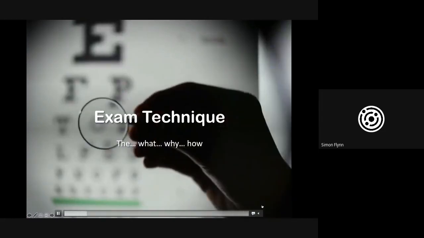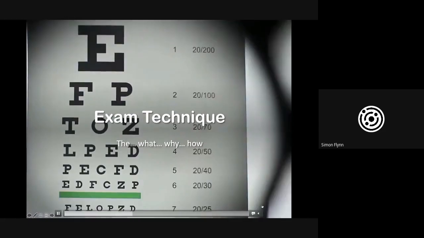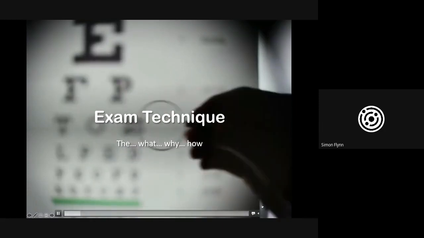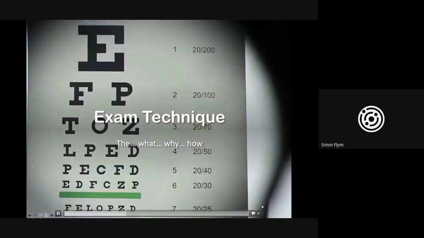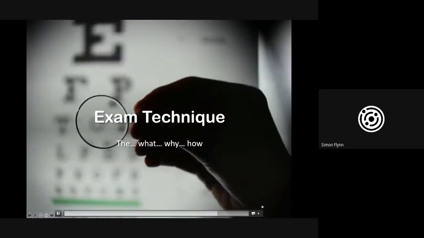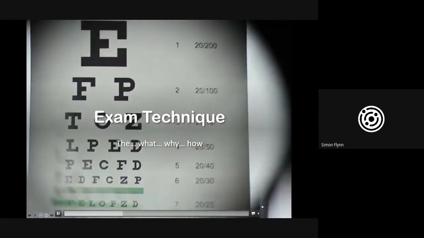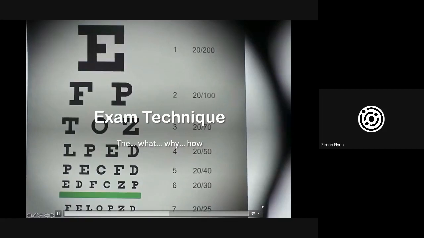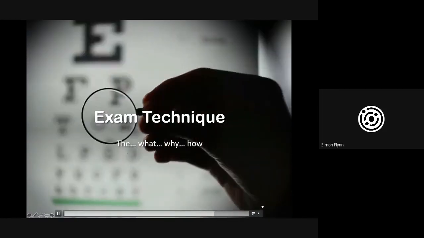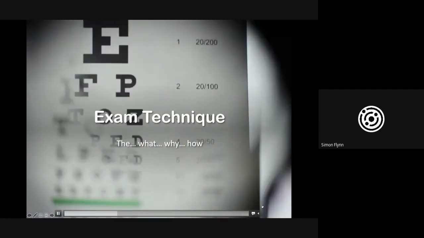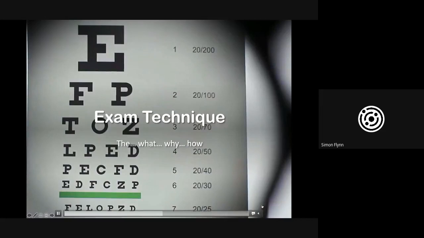So we're going to look at exam technique, the what, why, and how. The first part of this is going to be looking at my argument for what I think exam technique is and why. There's a general point to all of it, even if we can talk about quite different individual examples. If you have any questions during the recording of this video, please put them in the chat box down below. Okay, let's get started.